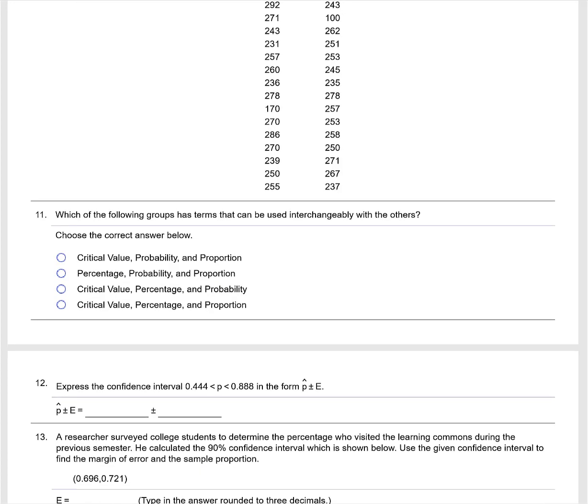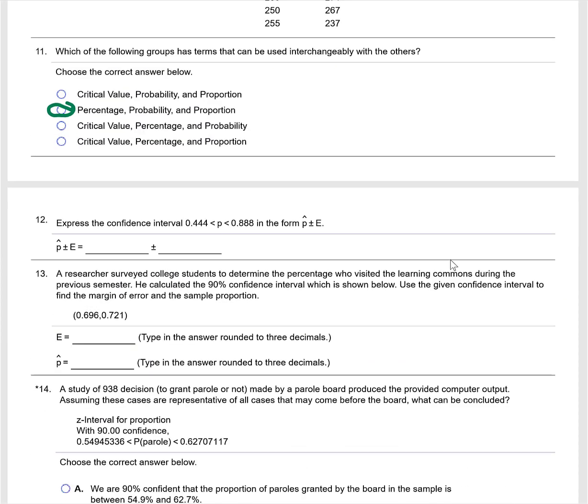Which of the following groups has terms that can be used interchangeably with one another? And the choices there, the second choice is the best one. Percentage, probability, and proportion all can be used interchangeably.